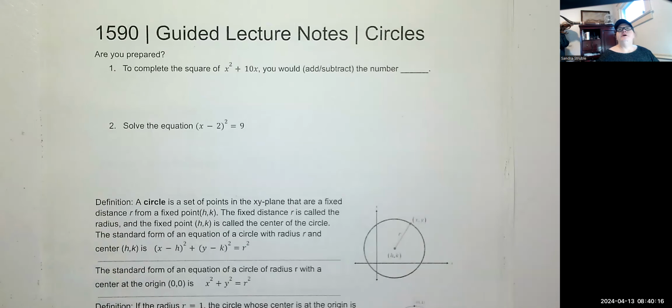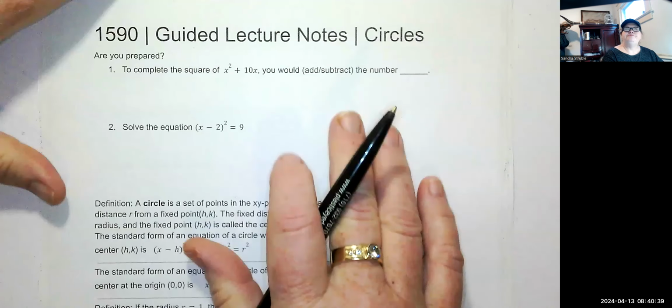Hey, yeah, let's cover guided notes for circles. Are you prepared? In module one, as well as module two, I believe, even in this one, we have covered how to complete the square. So before we even start the lecture, I just need to make sure you're comfortable with understanding how to do the completing of the square.